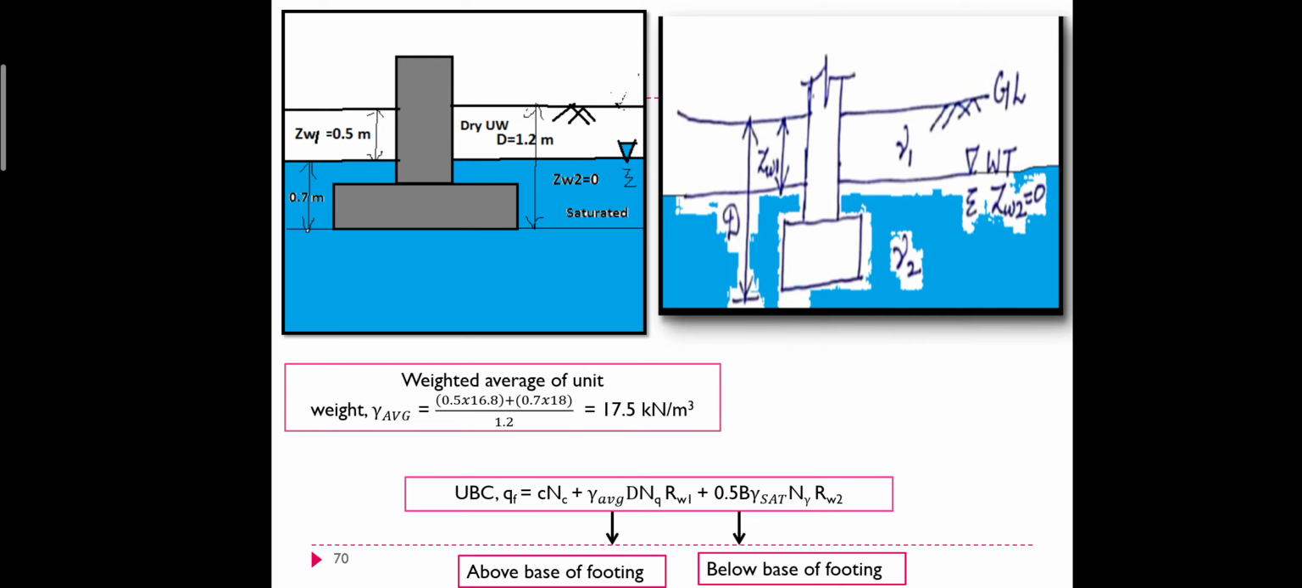gamma average. What is gamma average? Gamma average is the dry portion 0.5 into its unit weight, dry unit weight, that is 16.8, plus how much is the wet portion above the base of the footing? 0.7 into how much is this unit weight? 18. That divided by the depth you have considered, which is 1.2 meter, will give you 17.5 kilonewton per meter square. Now the formula becomes CNC plus gamma D NQ RW1 plus 0.5 B gamma N gamma RW2.